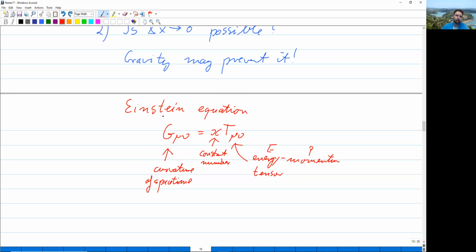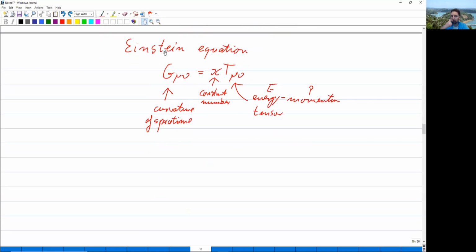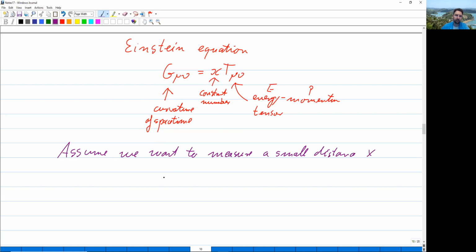Now, why did I bring up the Einstein equation? Remember, the question is, can we really make delta x arbitrarily small? If we had arbitrarily good instrumentation, could we do it? It turns out the Einstein equation is interfering with it. And here's why. Assume we want to measure a small distance, distance x. So here's the point, there's a point, and we want to know the distance between them.